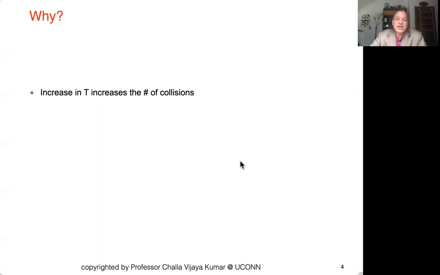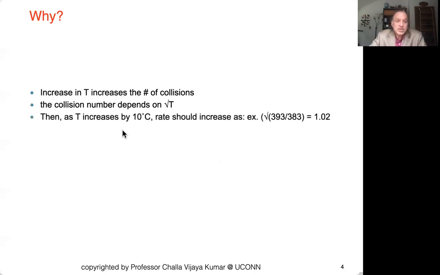We can wonder about that. But the only problem is that we showed that the number of collisions happening per second per unit volume is proportional to the square root of temperature. If it is the square root of temperature, our rule of thumb that the rate should double every 10 degrees doesn't work. As the temperature rises 10 degrees, the rate should increase as the square root of, let's say, 393 over 383 Kelvin. Then the square root of that ratio is 1.02, not double, not 2.0.